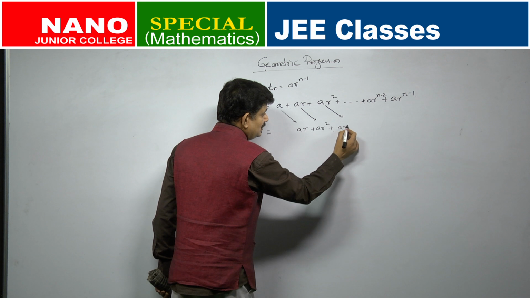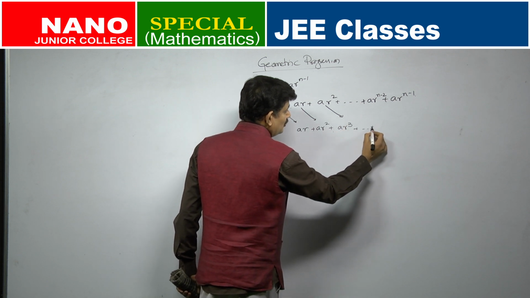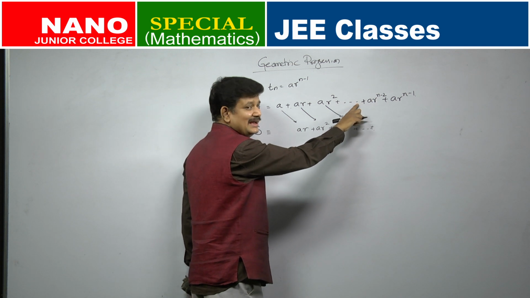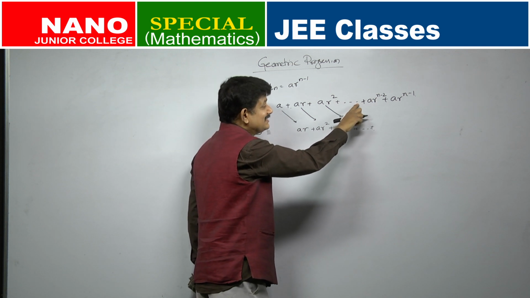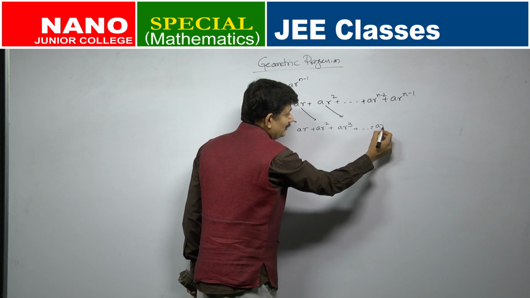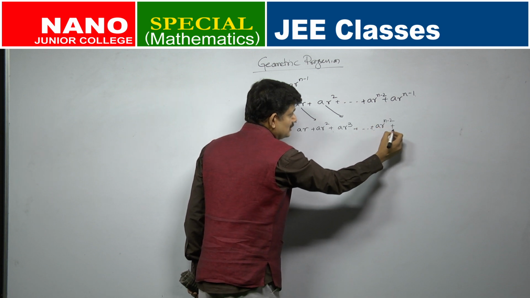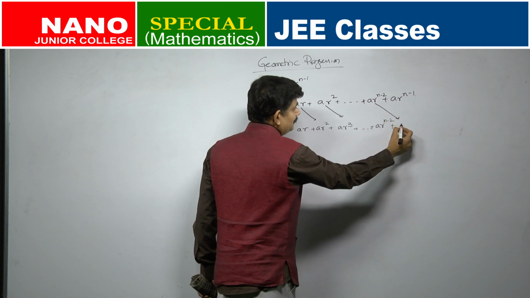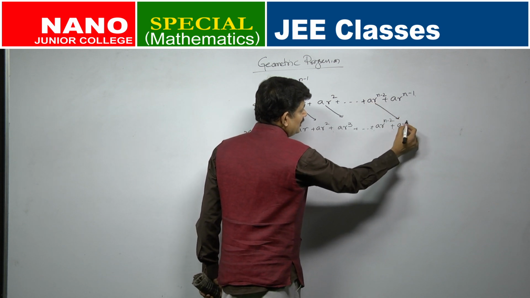This multiplied by R will go here. What will it be? AR cube, plus so on up to. What will be the term before this? AR power n minus 3. That multiplied by R, what will it become? AR power n minus 2 here. This multiplied by R, what will it be? AR power n minus 1.